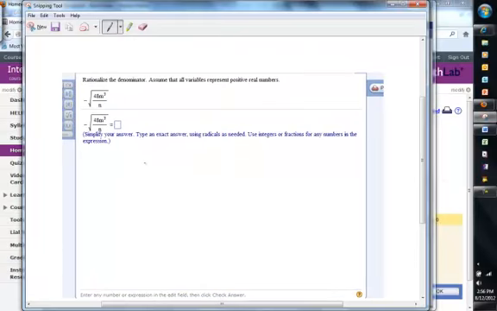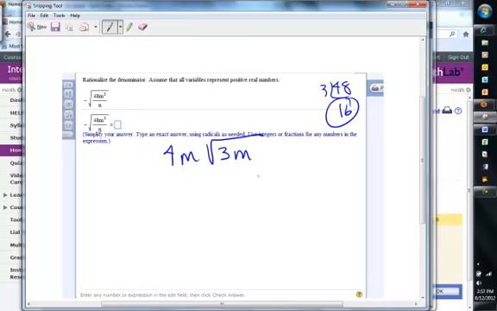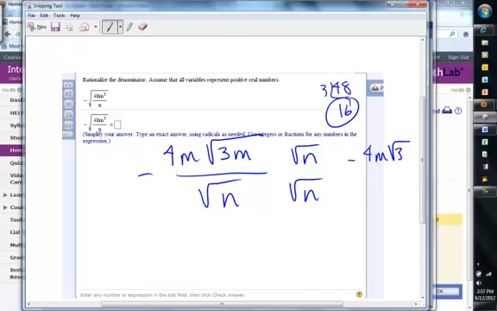All right, the square root of 48. 48 divided by 3 is 16, and the square root of 16 is 4. So that's 4 square root 3. And the square root of m cubed is m root m. And then the denominator is n, square root of n. Remember, you've got a negative sign out front. We have to multiply numerator and denominator by the root of n. And we will have negative 4m root 3mn over square root of n times the square root of n is the square root of n squared, which is n.